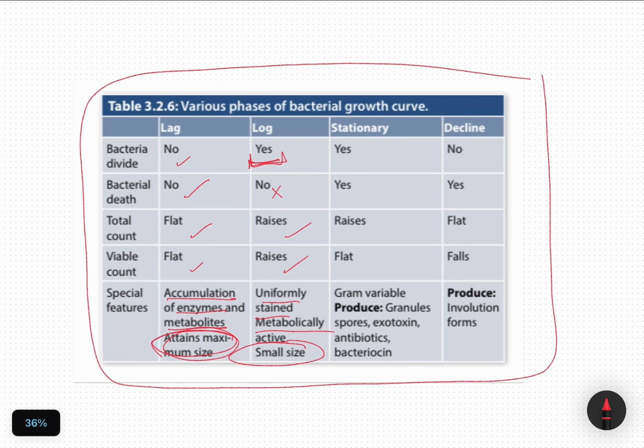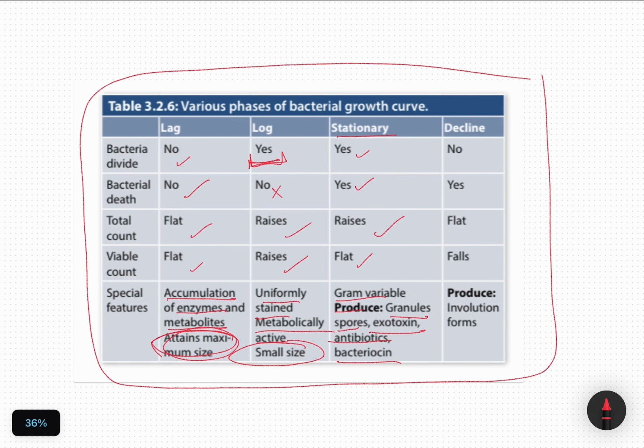Okay, now then comes a stage where death is happening. That is our stationary phase. So bacteria are still dividing here, bacterial death is occurring here, total count is rising, but the viable count is flat. Okay, this is the time when they are producing their own identity. They are becoming gram variable. They will produce granules, they produce spores, exotoxins, antibiotics, and bacteriocin.